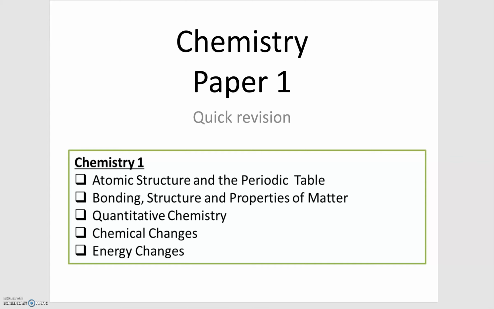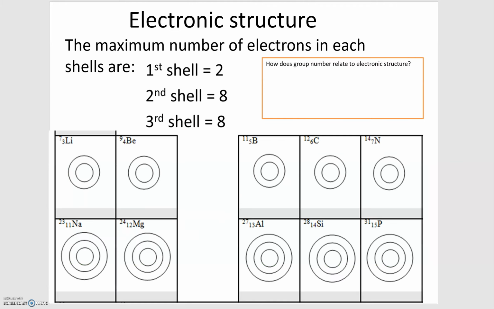So the main topic in atomic structure and periodic table that I want to look at today is electronic configuration. So let's have a look at an example of electronic configuration. Electronic configuration has got a rule, which means in the first shell, the maximum number of electrons you can have is 2. The second shell is 8, third is 8, and then the fourth is 2.